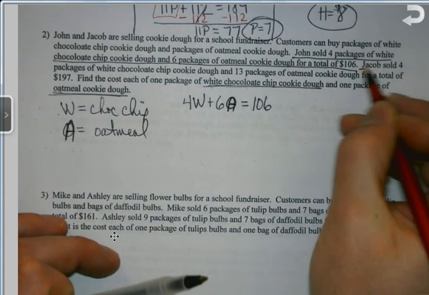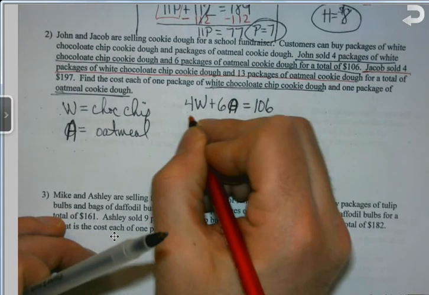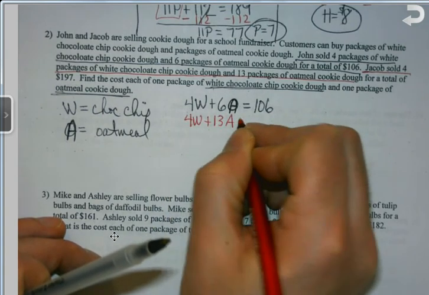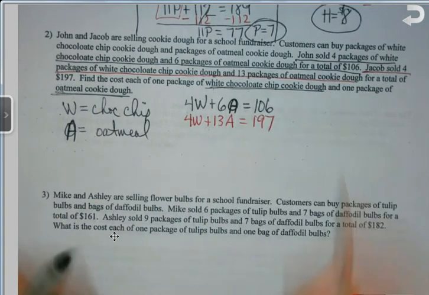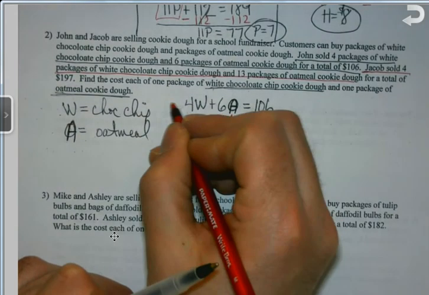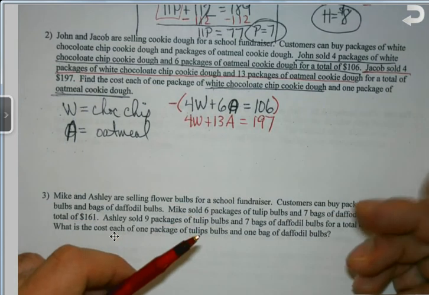So let's see, how'd Jacob do? He sold 4 packages of white chocolate chip and 13 packages of oatmeal for a cost of $197. And similar to what we had happen on the last one, there's always going to be a variable here that we can get rid of fairly easily. In this case, it happens to be W. If you see the same number here, the only thing I've got to do to change it is multiply through by a negative, or a -1.